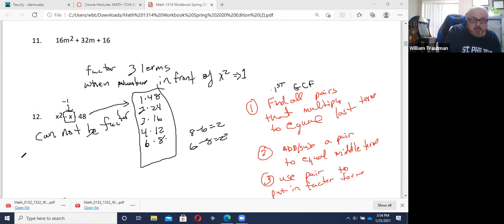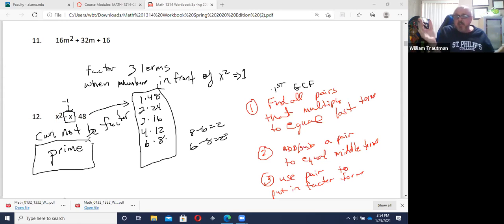That's why I said this was a weird one. And when something can't be factored, if you can't do 3 terms like this, it can't be factored, then we call it prime. A prime number is something that can't be factored, can only be divided by 1 and itself. So if it cannot be factored, it's called prime.